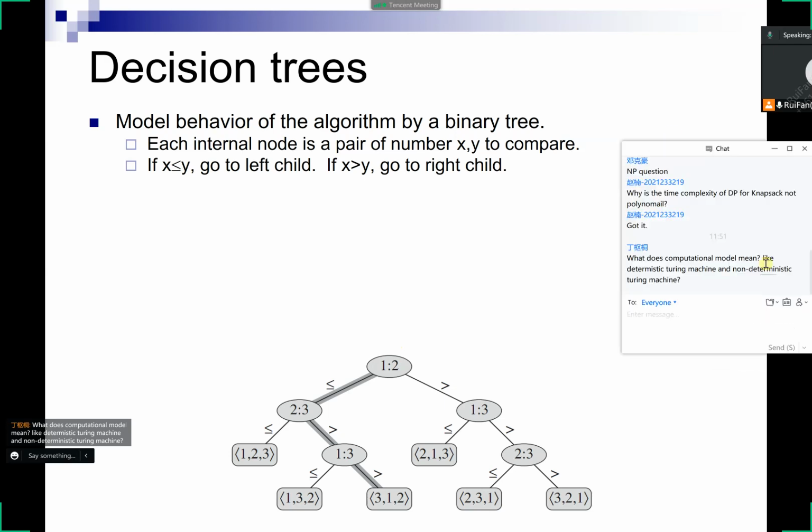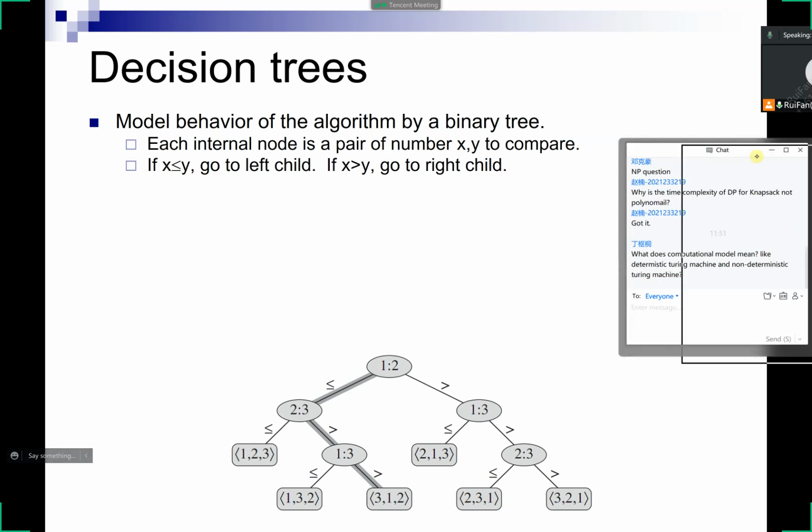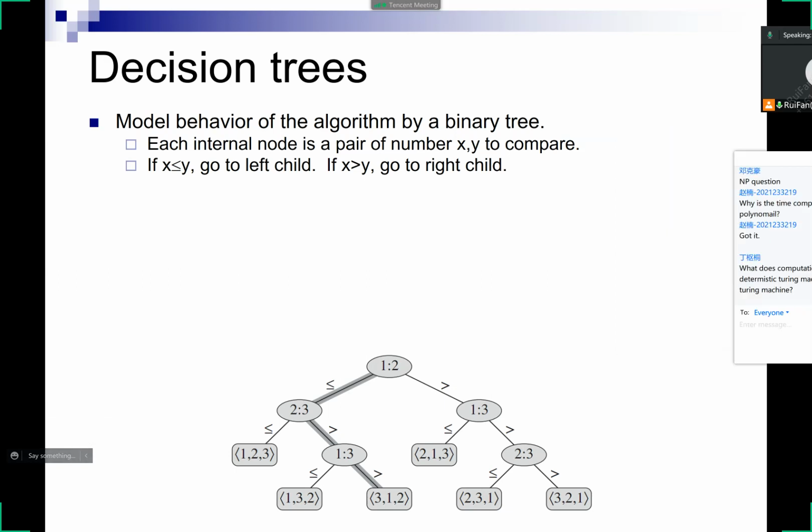Why is a computational model made? Well, I mean, deterministic versus non-deterministic is one type of computational model. But what I mean in this context is you need to specify what operations your computer is allowed to do. So I'll talk about this decision tree model, this comparison-based model. I'll show you exactly what computers in this model are allowed to do, and this is what I mean by the computational model. Which operations can you do?